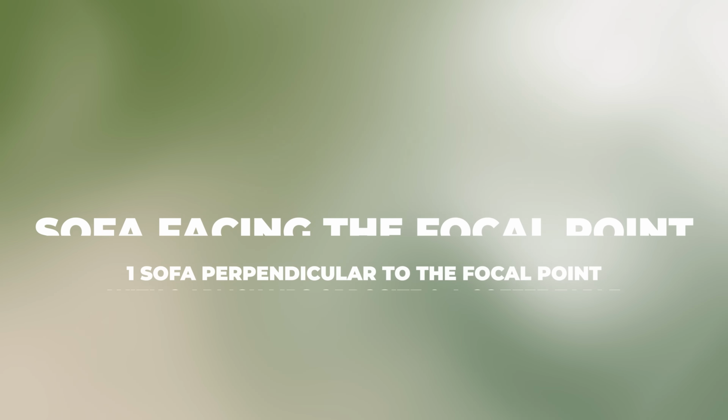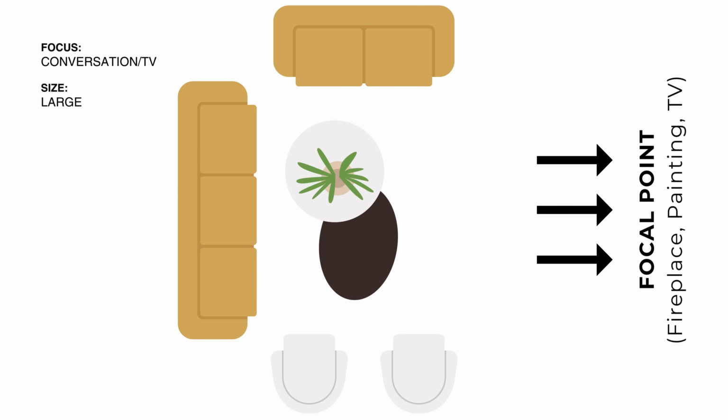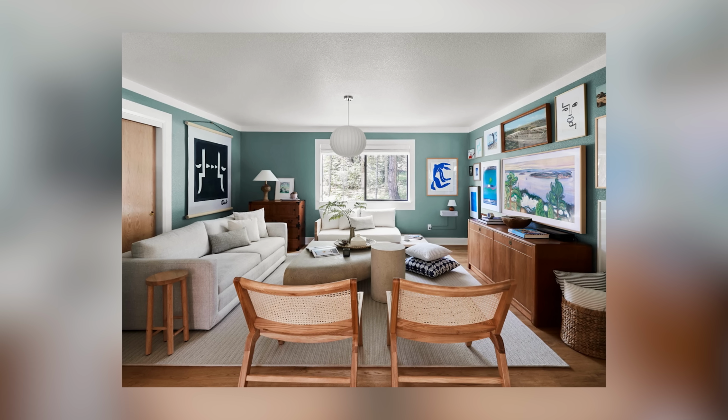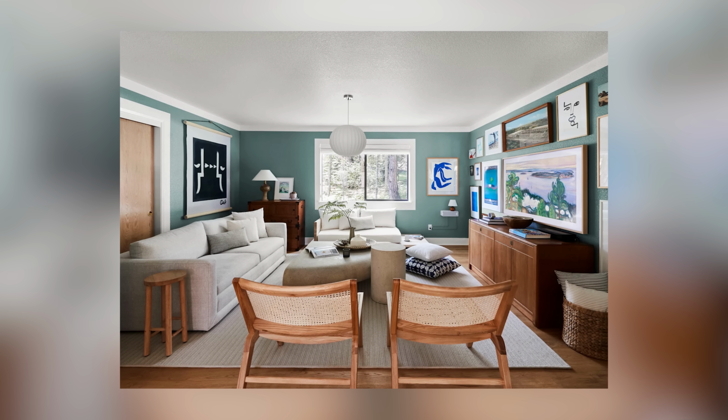One sofa perpendicular to the focal point with two armchairs opposite and a coffee table. This layout is a less formal alternative to layout 2. If TV watching is more of a priority than conversation, move one sofa in front of the TV and have the other perpendicular to it. This means you can lie down or sit in a more comfortable way while watching TV than what you would be able to do in an armchair.